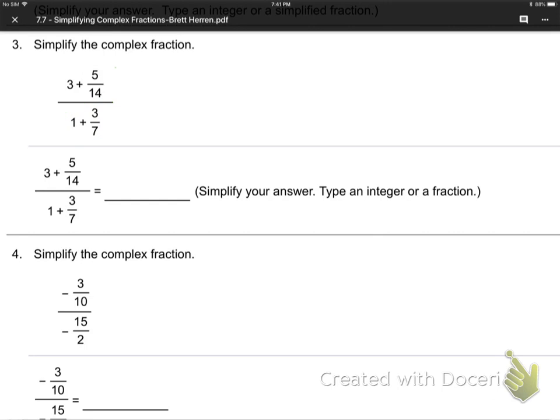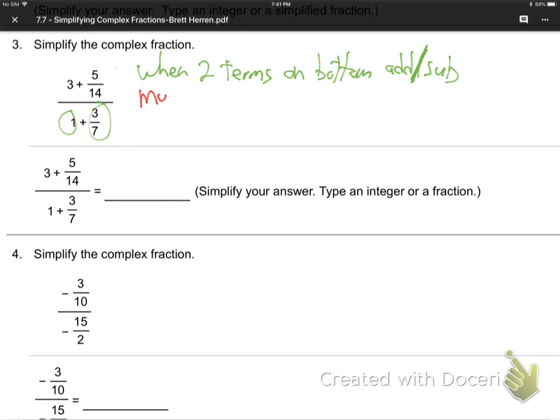Anyway, so what do you got to do then? When there's two terms, let me just write it out for you. When there's two terms on the bottom, added or subtracted, like these guys, we must multiply all terms by the LCD. That's how you have to handle it, because you can't just flip the bottom when it's two things like that. It's not true.